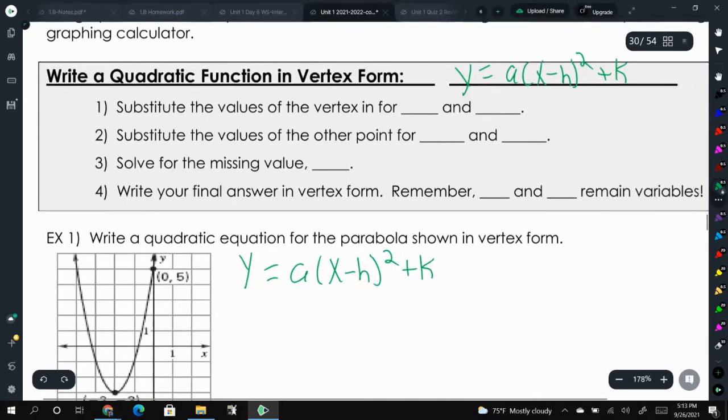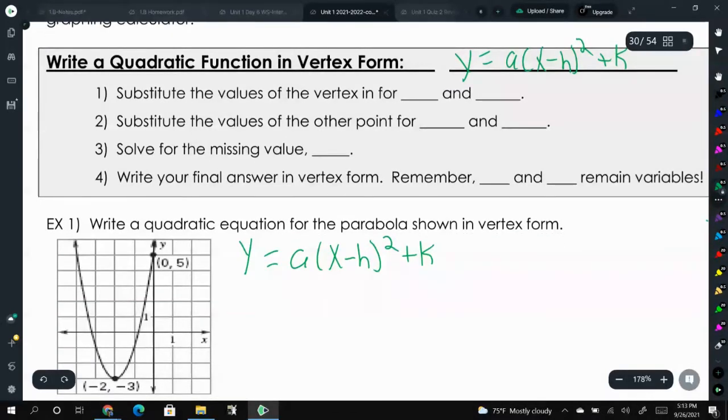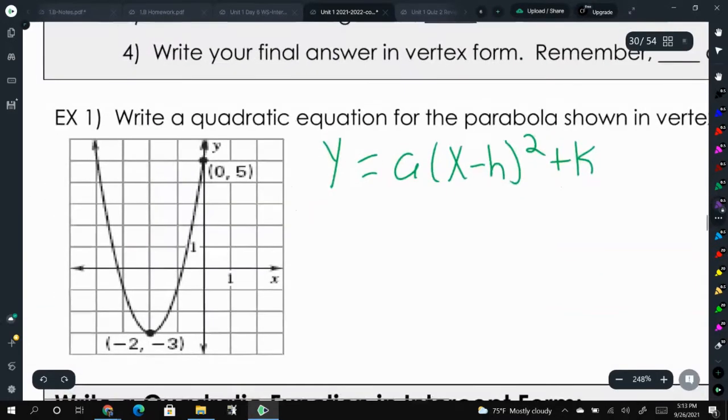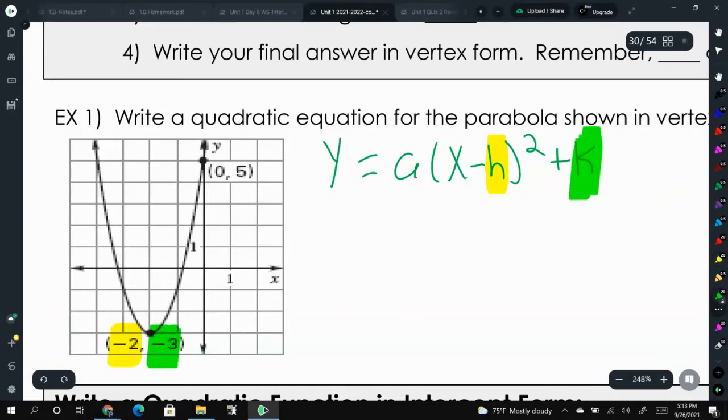So the first thing we're going to do is substitute values of the vertex in for h and k. That means we need to look at our graph over here and see where the vertex is. Okay, our vertex, we have h and we have k. Now that probably wasn't a good choice. And k.